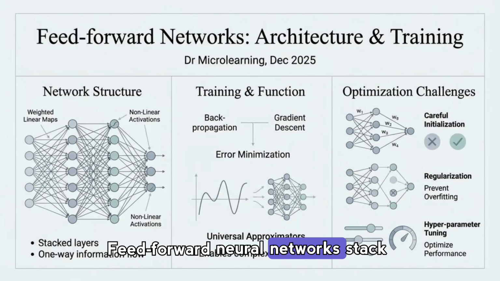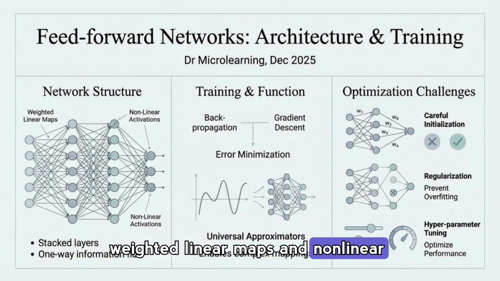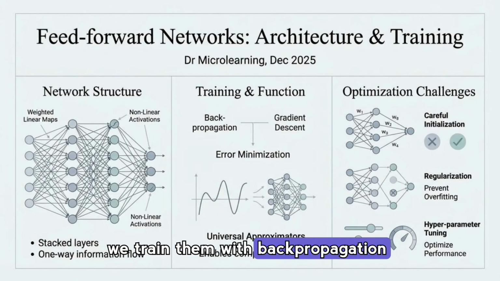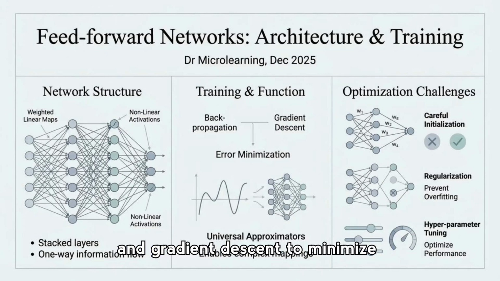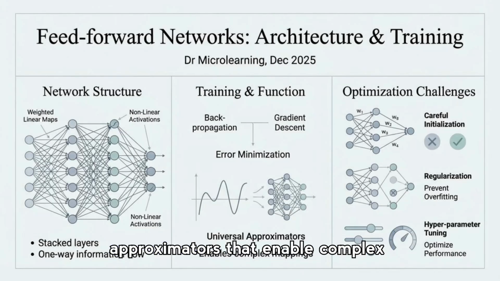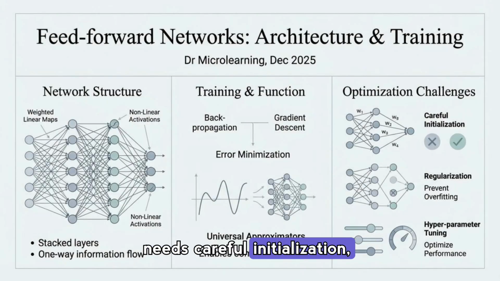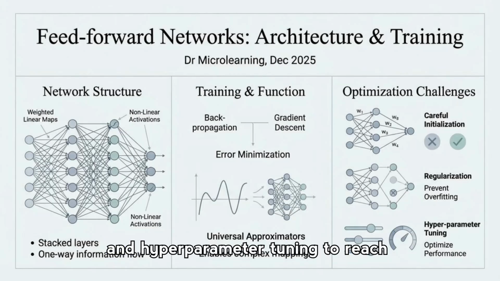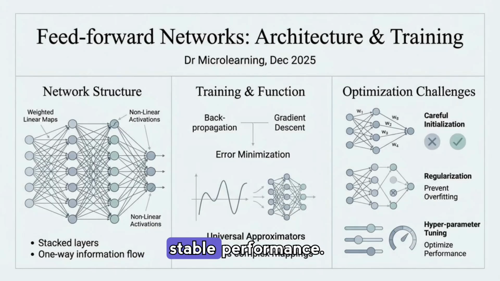Feed-forward neural networks stack weighted linear maps and nonlinear activations in a one-way flow, and we train them with backpropagation and gradient descent to minimize error. These networks are universal approximators that enable complex mappings, but practical training needs careful initialization, regularization to avoid overfitting, and hyperparameter tuning to reach stable performance.